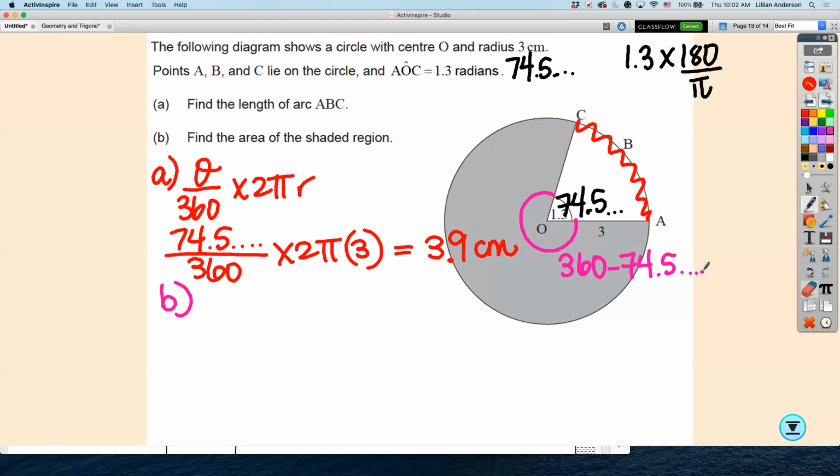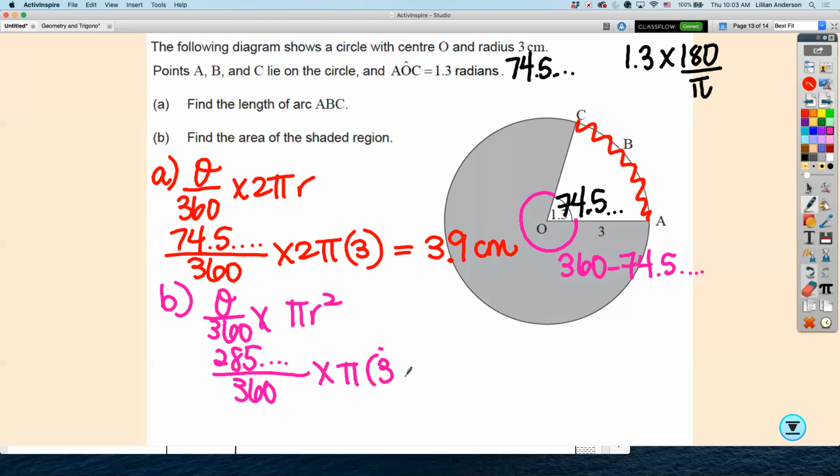So 360 minus that 74.5 number, the non-rounded, of course. 285, well, 286, that's rounded. 286 rounded, but we don't want the rounded, so we just keep it in our calculator. So that's what's going to go in for theta, and I'm going to multiply by pi r squared because I'm talking about sector area. So that's the 285 number divided by 360 times pi times 3 squared. Rounded, 22.4 centimeters squared, and that would be the area of the shaded region.